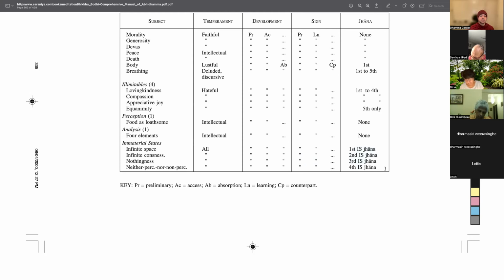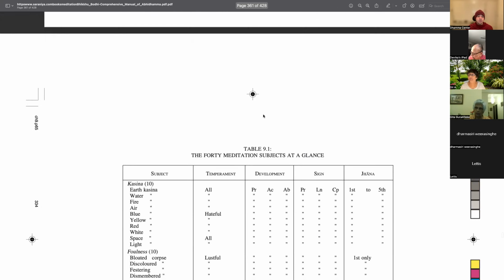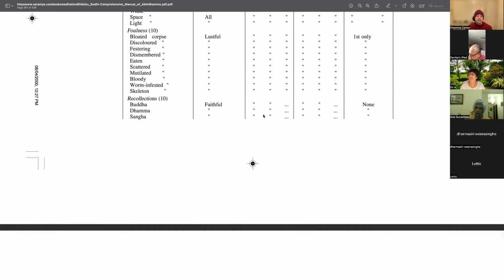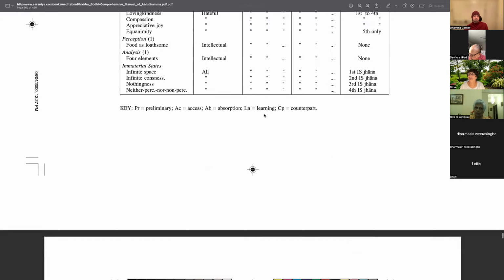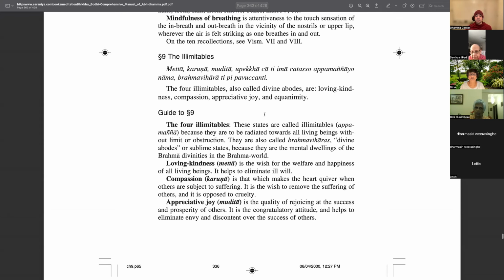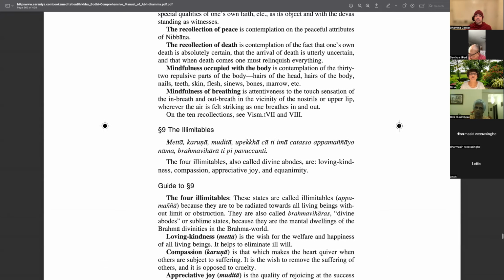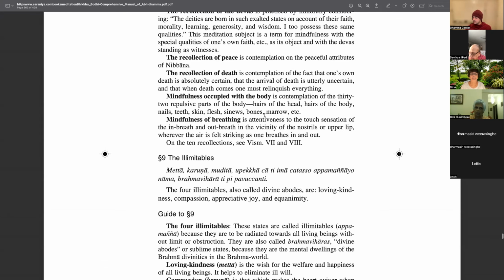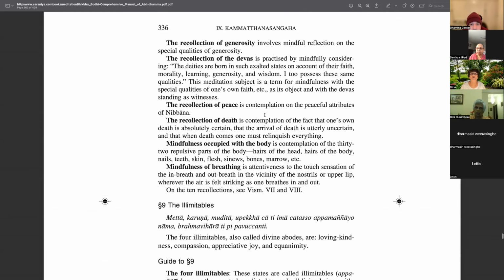Bhante, can you explain what the four elements are? Four elements. Okay. We are coming to it, Damsiri. Shall we look at that? Okay. Right.